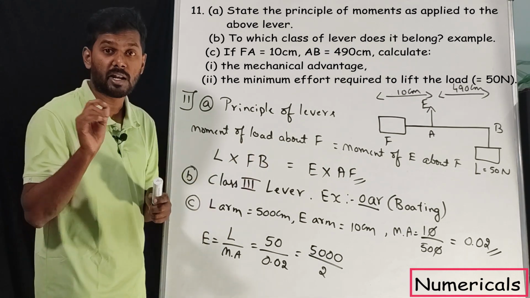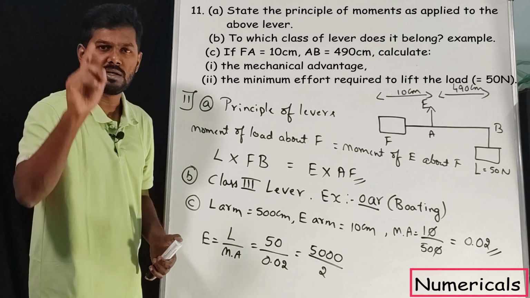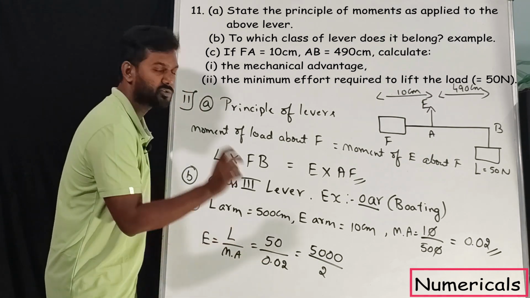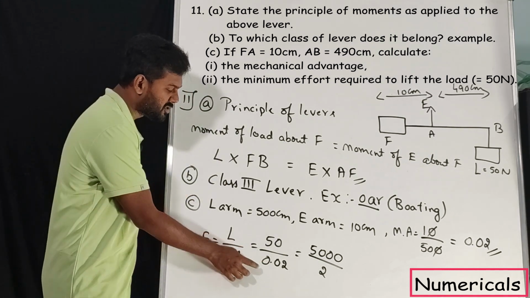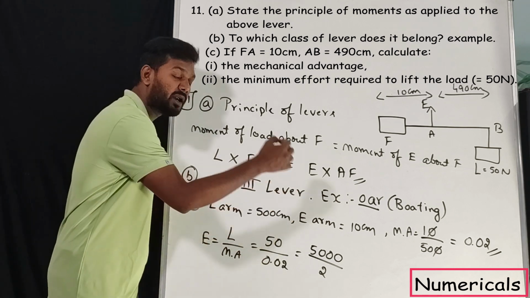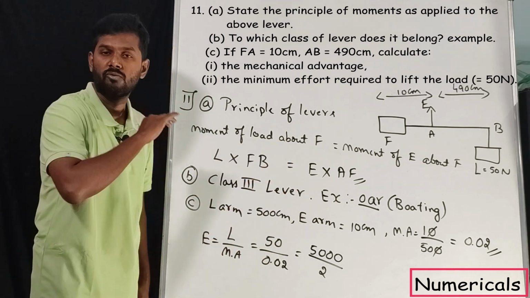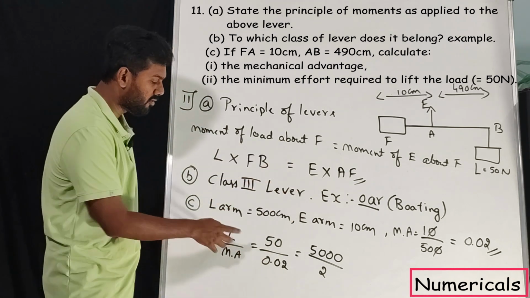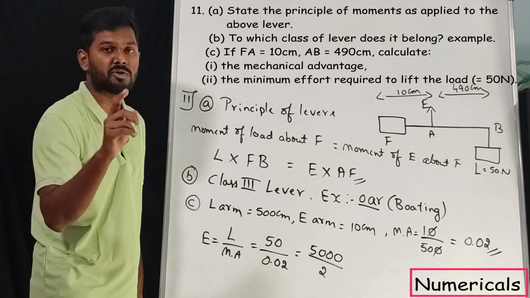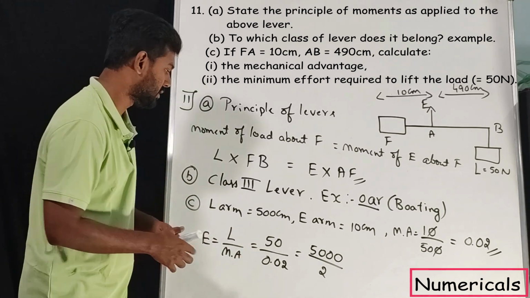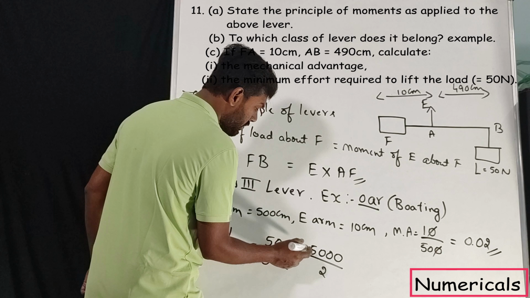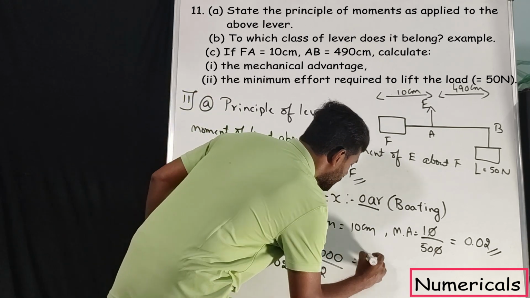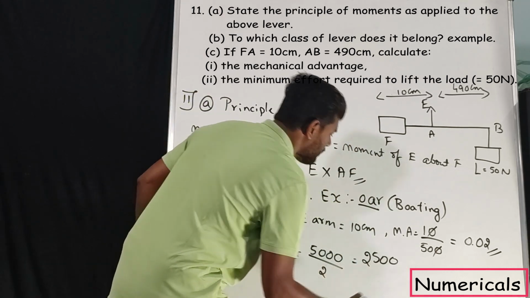Keep this in mind. Again I am telling you, the first mark is always given for the substitution. If the substitution is wrong, even if you write the correct answer, you will never get any mark. Always the first mark is for substitution when it comes to numericals. Now 5000 divided by 2 will be equal to 2500.